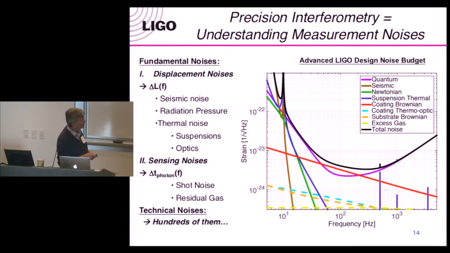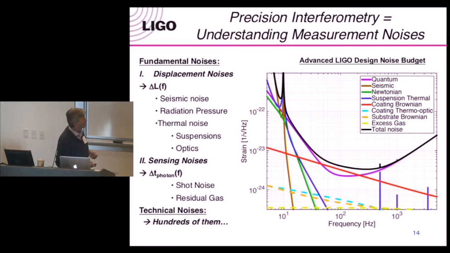Two of them are quantum noise. At low frequency, this is radiation pressure. At high frequency, this is photon arrival time fluctuations, or shot noise. And in the mid-band, here we're limited by the fluctuations of the mirror surfaces themselves, actually due to the optical coatings that we put on the mirrors.